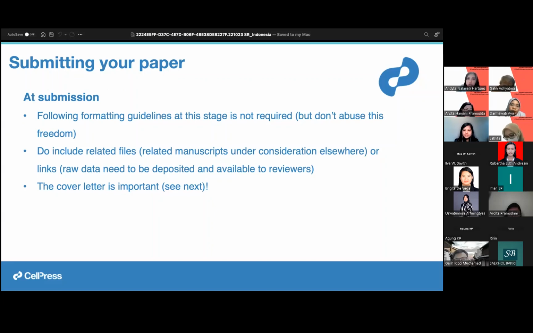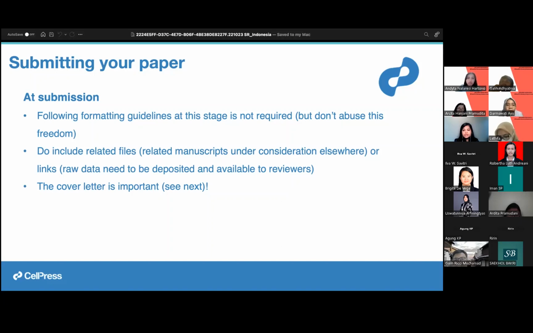So not something to worry about too much, but that doesn't mean that you just send us a random collection of figures and text. It should be at least in some basic manuscript style. What's very important is to include any relevant information. For example, if you have a related manuscript that's under consideration elsewhere, it's nice if you can tell us that and then send us that unpublished manuscript.